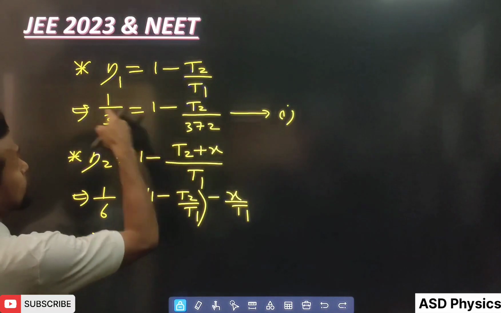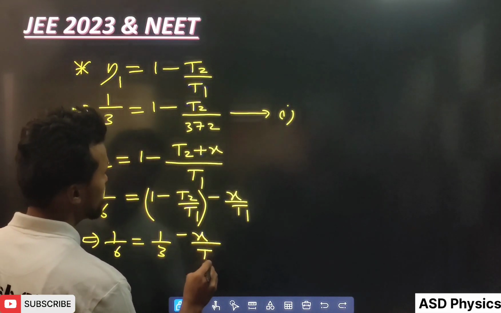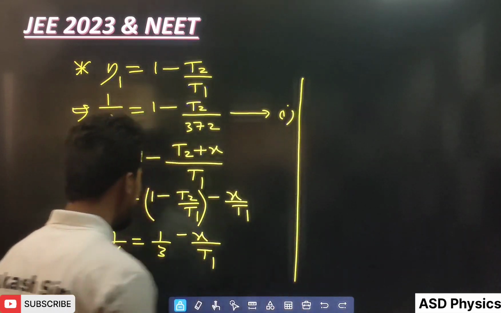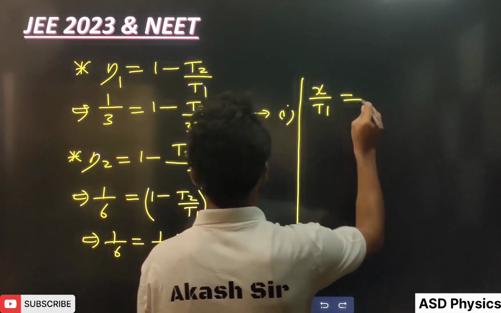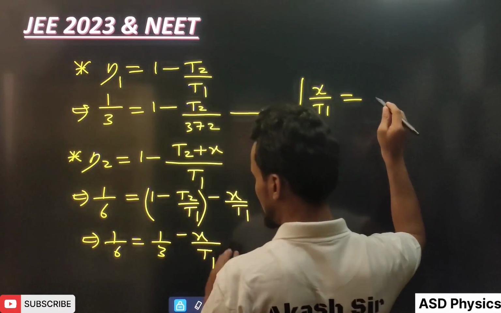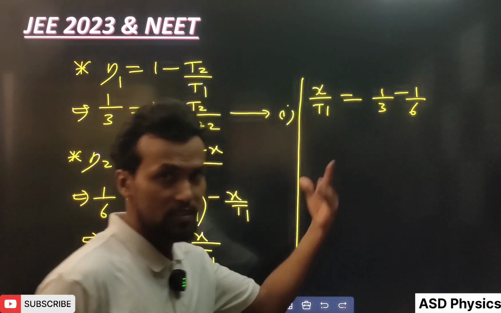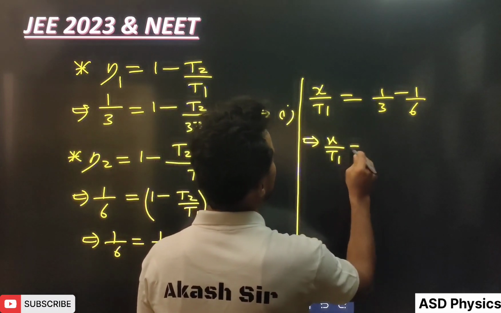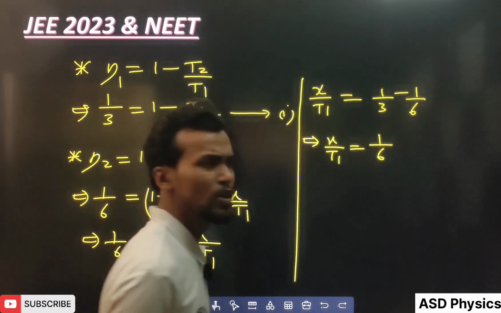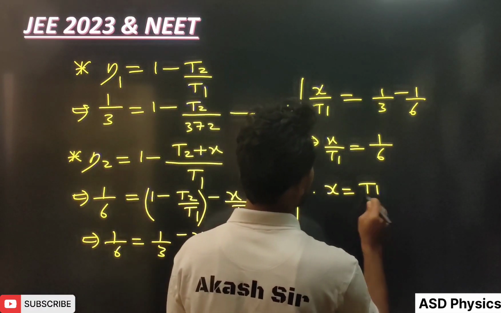What is given here anyhow? We can write 1/3 is equal to minus x by T1. Then after that, simplify this: x by T1 is equal to 1/3 minus 1/6. Just kindly take the LCM. So it will become, students, x by T1 is equal to, after taking LCM, 1 by 6.